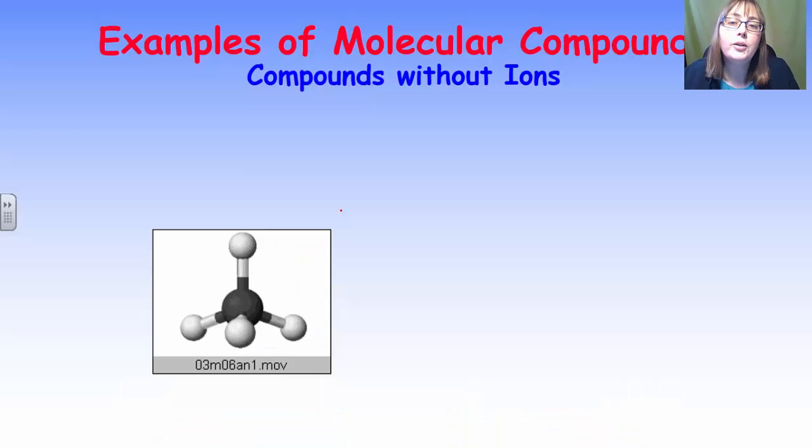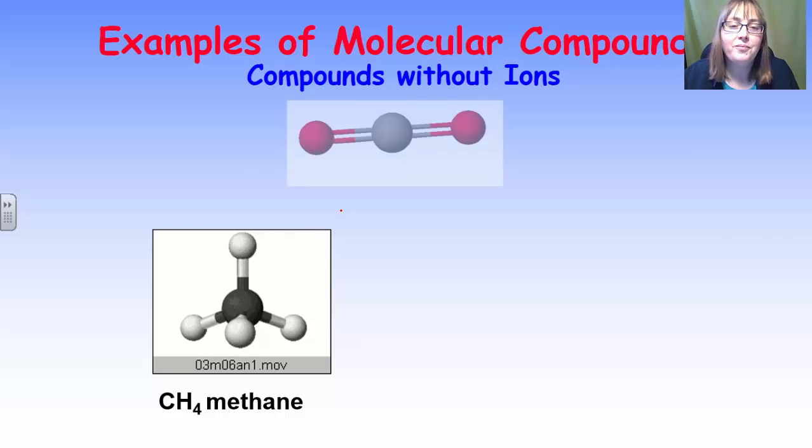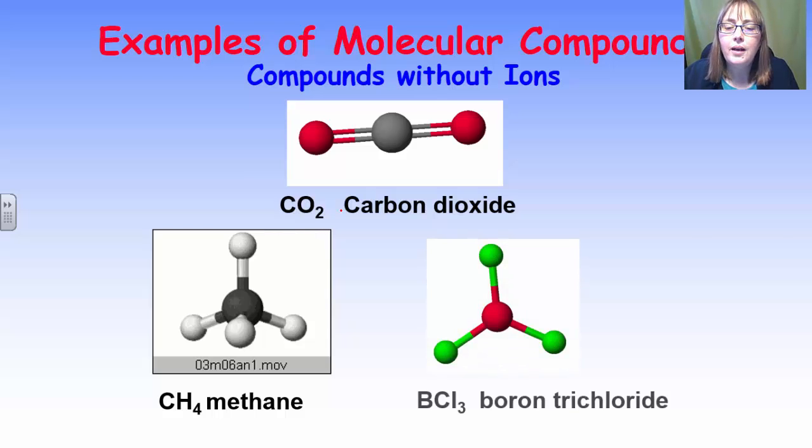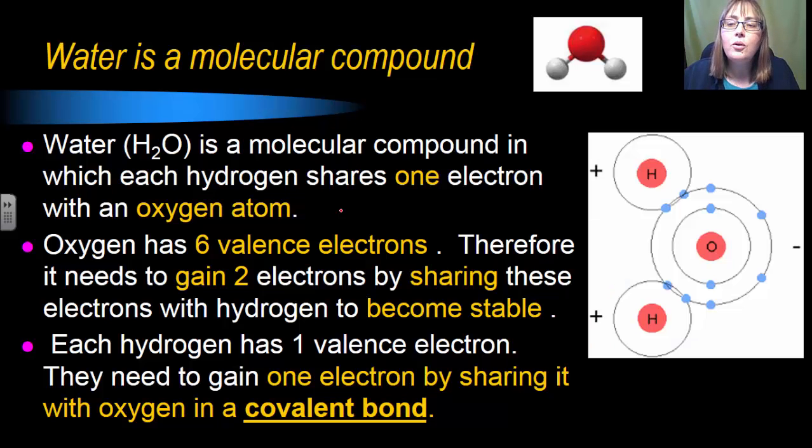Examples of molecular compounds, so these are compounds without ions, would be something like methane. That's the gas that's often produced in swamps or in farts, and it's also a very important greenhouse gas. This one here is carbon dioxide. You are familiar with that. It's another gas that is up in our atmosphere. And this one here is boron trichloride. You remember doing a lot of these different molecular compounds when we were playing with the molecular models. Water is a great example of a molecular compound.